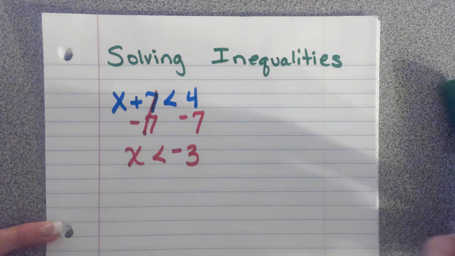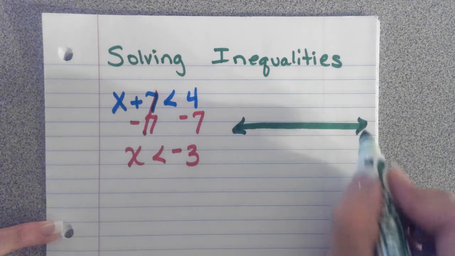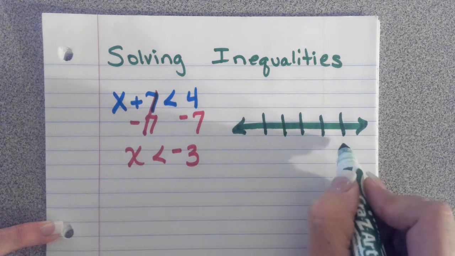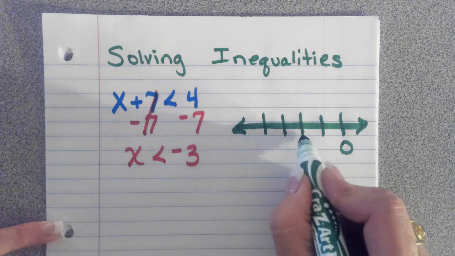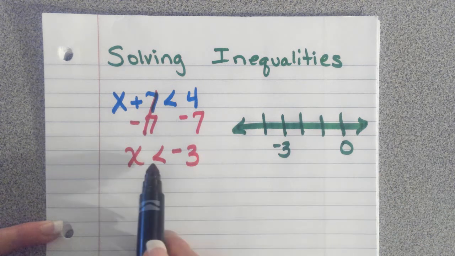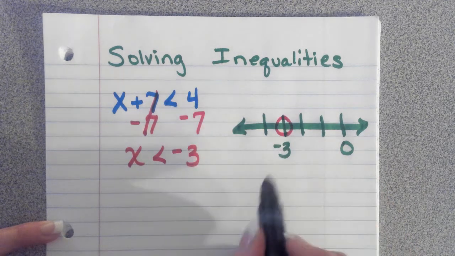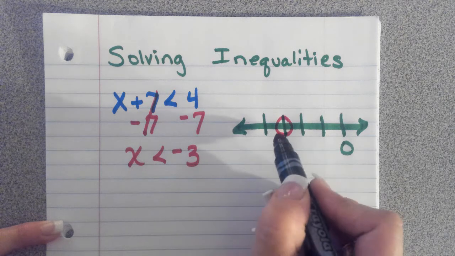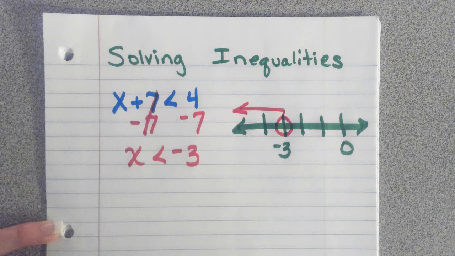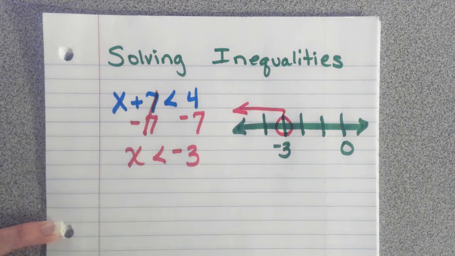And then if you want to graph this, it looks like this. Got a little number line, and let's say we've got 1, 2, 3, 4, 5. Here's 0, negative 1, negative 2, negative 3 is right here. Now, if x is less than negative 3, that will not include negative 3, so we leave it as an open dot. But it includes everything smaller, so an arrow would go this direction. x is less than negative 3, to the left.